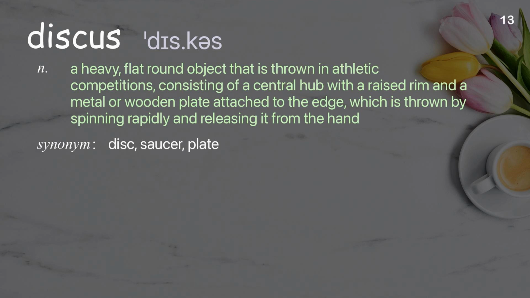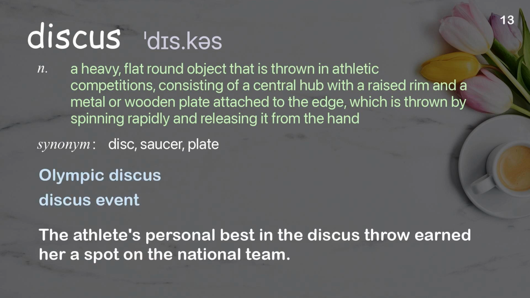Discus. A heavy, flat round object that is thrown in athletic competitions, consisting of a central hub with a raised rim and a metal or wooden plate attached to the edge, which is thrown by spinning rapidly and releasing it from the hand. Examples: Olympic discus. Discus event. The athlete's personal best in the discus throw earned her a spot on the national team.